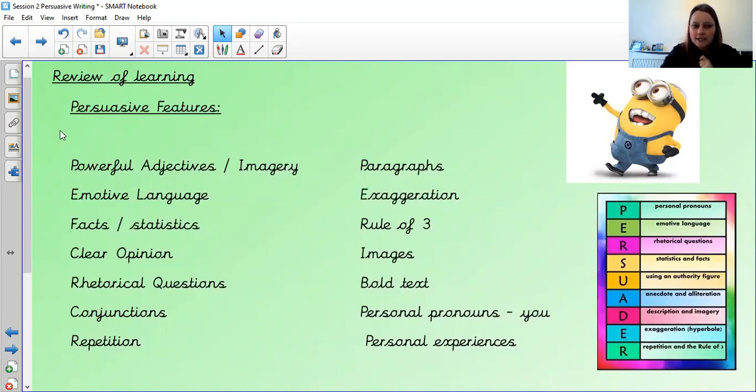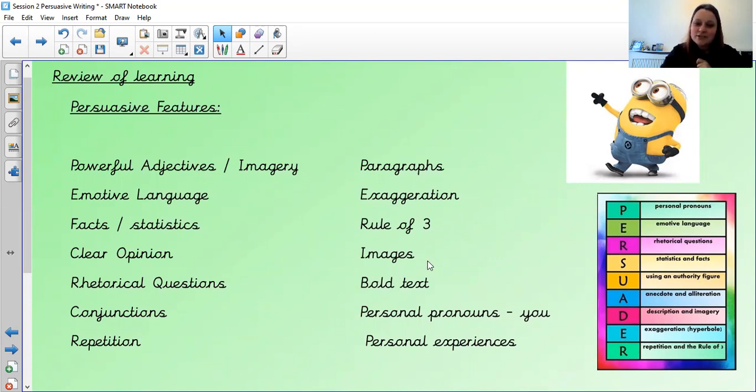So I've got powerful adjectives or imagery, emotive language, facts or statistics, a clear opinion, rhetorical questions, conjunctions, and it may be that you've noticed conjunctions like because, which are connectives, or you might have noticed conjunctions like secondly or firstly, which are adverbs. Repetition, paragraphs. I thought paragraphs were actually really important in the text, especially the letter, as it helped to organize each of the persuasive points. Exaggeration, rule of three.